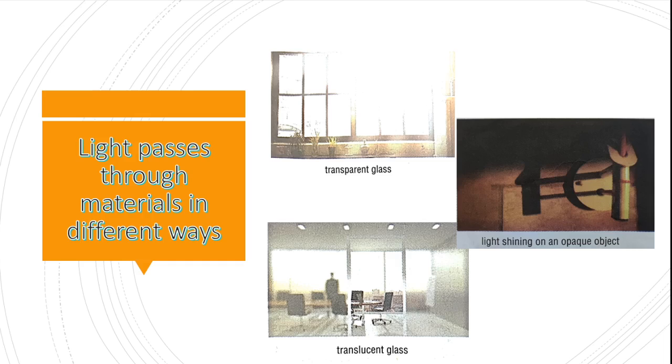Again, we have three kinds of materials for how light passes through: transparent, translucent, and opaque.